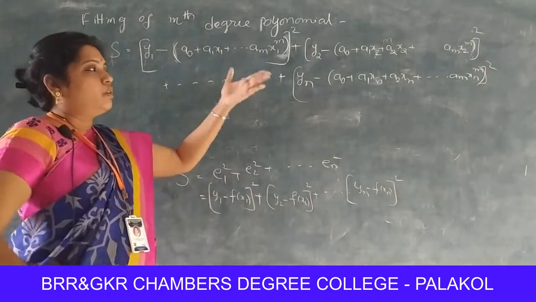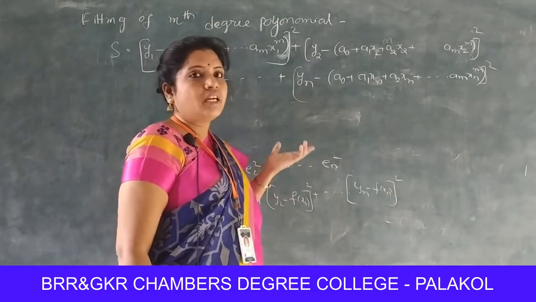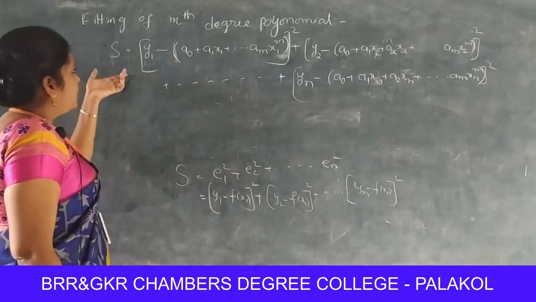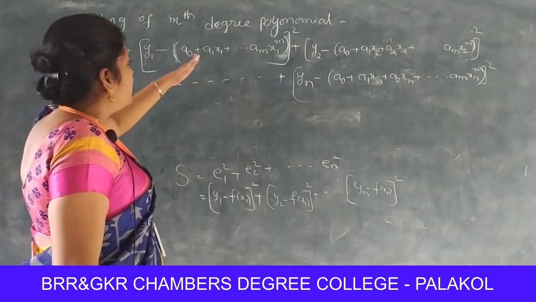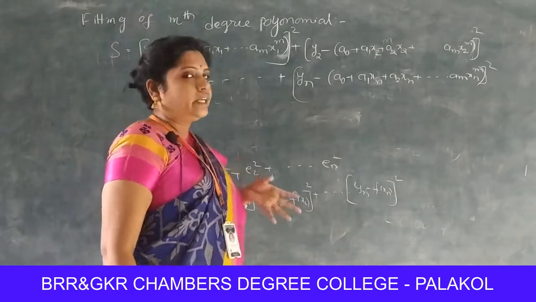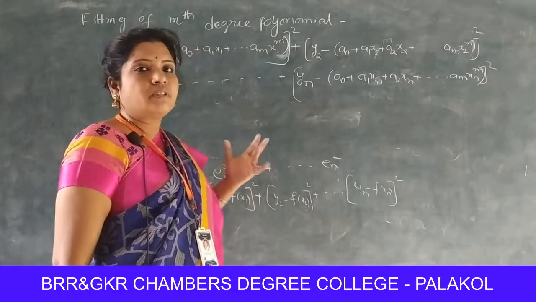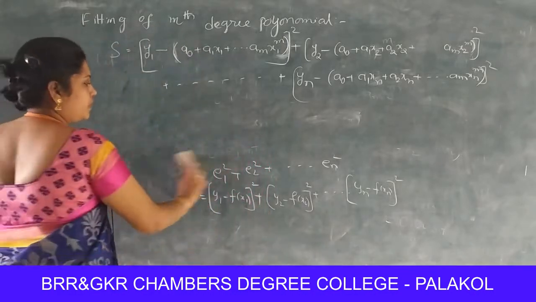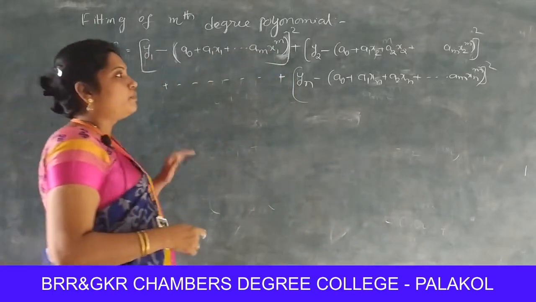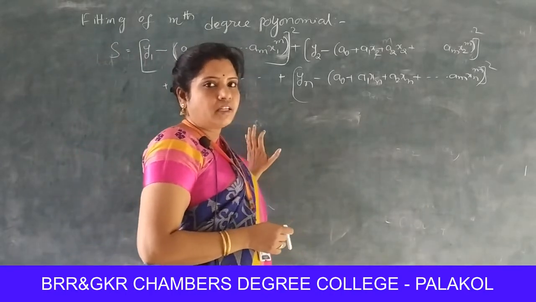As in the case of the least squares procedure for fitting a straight line, to minimize this S, we differentiate S with respect to a0, a1 and so on up to am respectively. Then we get m plus 1 equations. By solving these equations, as in the procedure for fitting a straight line, we get the normal equations.